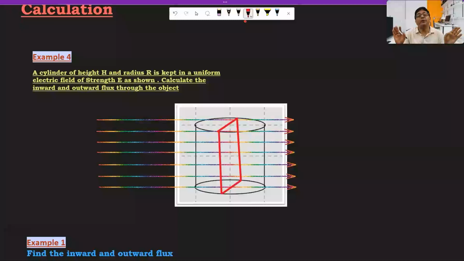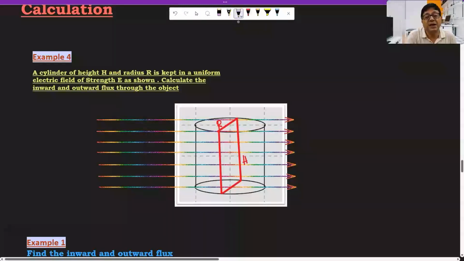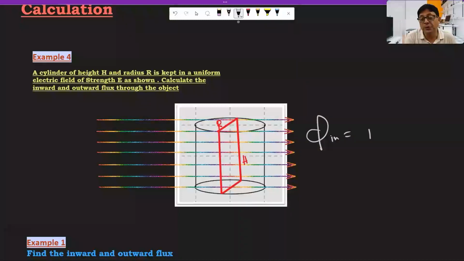I hope you don't have any problem in understanding that this plane I have drawn here is perpendicular to the direction of field lines. If this has radius r and height h, then the flux inward, phi in, will be equal to r times h, and the strength of electric field is E. This will be minus E r h.